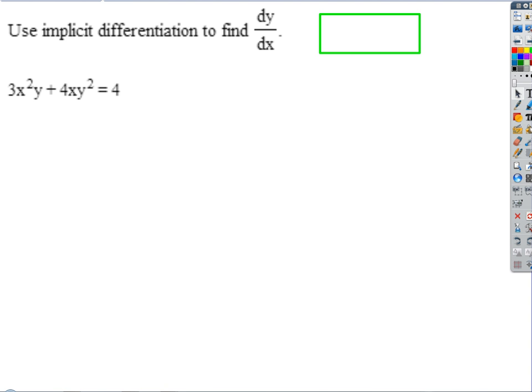Okay, we didn't do this one, right? No, we were getting close to it. All right, here we go. Here we go. Here we go.